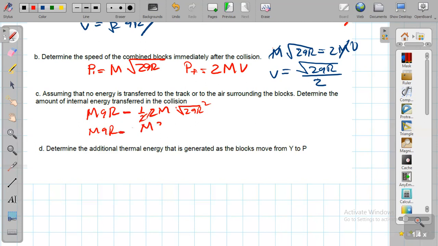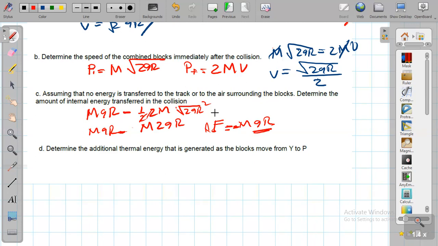m 2gR, mgR, m v square, minus m gR, minus. That energy is the loss.